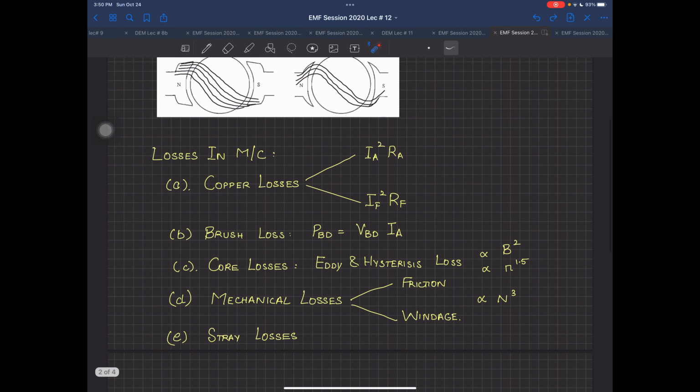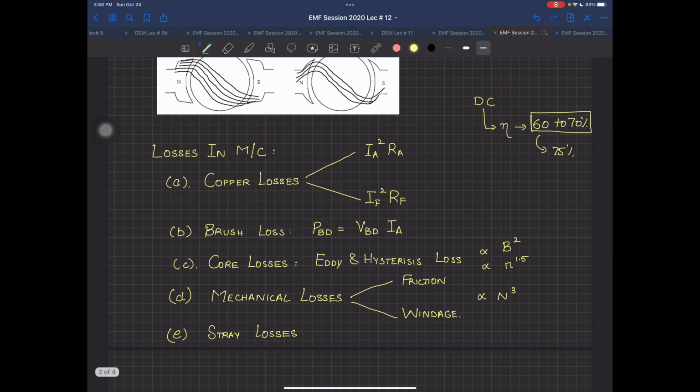Now over here, coming on to the losses in the machine, as we all know, it's not a 100% effective machine, it has losses. And I have told you previously also that for DC machines, the maximum efficiency you can get is not more than 60 to 70%. Maybe in some rare cases it can go to 75% whenever you have those compensating windings, interpoles and all those effects being remedied over there. But our lab machines on which you are doing your experiments are limited to 60 to 70%.